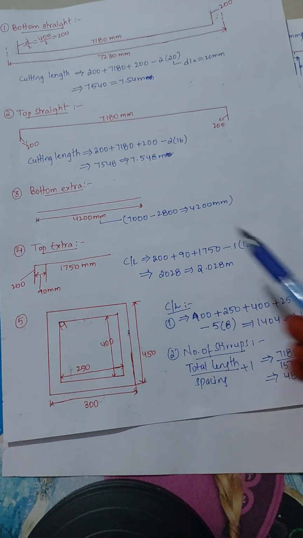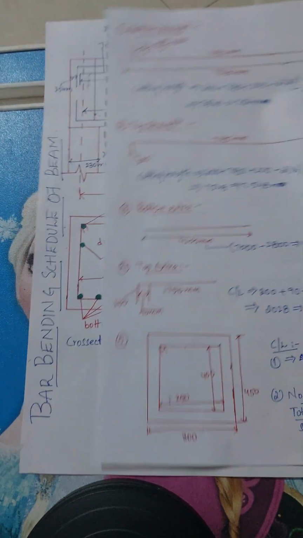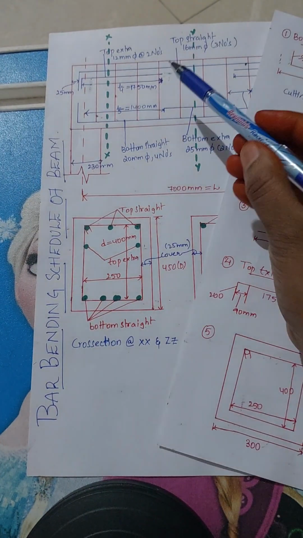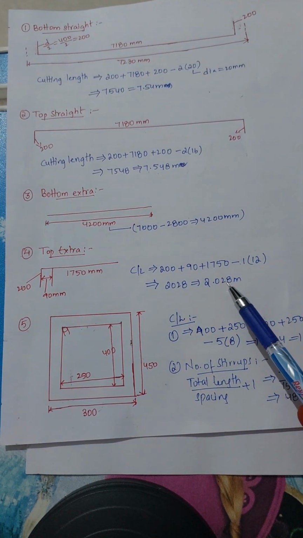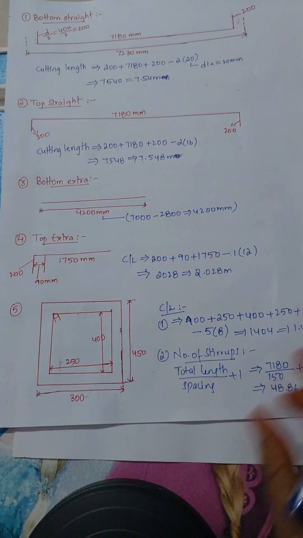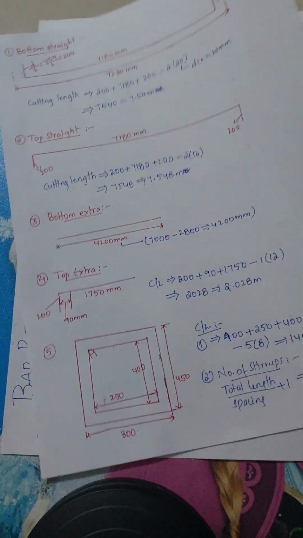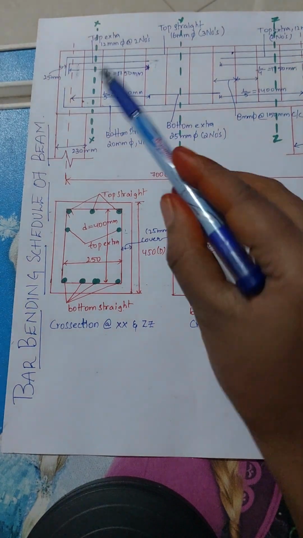Only one bend is there, so minus 1 into the dia we are providing for this top extra, which is 12 mm. So we do 1 into 12, and after calculation we get 2028, which is equal to 2.028 meters. Now we will find the cutting length for the main stirrups.